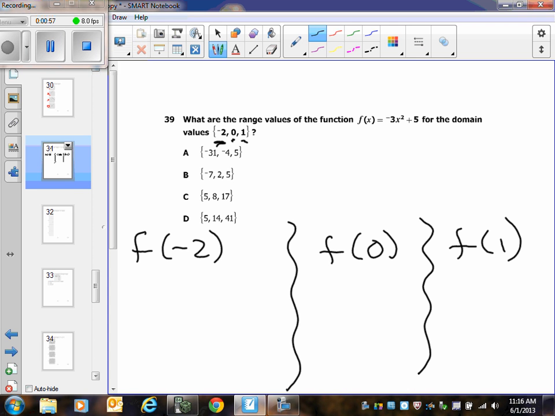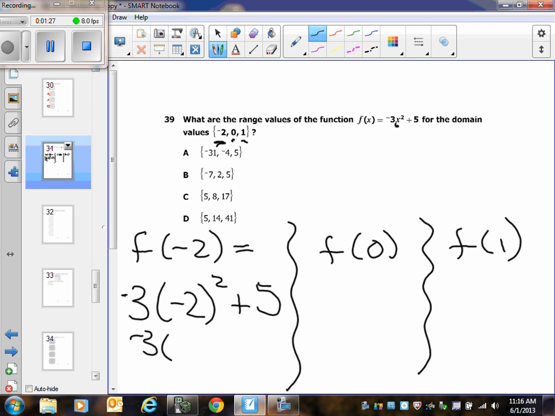So let's go ahead and do our substitution. So we're going to place our negative 2 in for our x. Be very careful whenever you are substituting in with negatives. Please make sure you always put the value you're substituting in parentheses. Trust me, it makes a difference. So negative 3 times negative 2 squared plus 5.